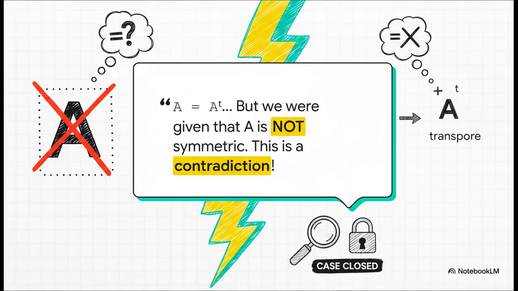And boom, there it is. That's the contradiction. Our assumption logically forced us to conclude that matrix A is symmetric. But wait a minute, the case file, the very first thing we were told was that A is not symmetric. You just can't have both. It's a logical impossibility. So that means our initial assumption had to be false. It is, in fact, impossible to find a matrix P like that. Case closed on part 1.